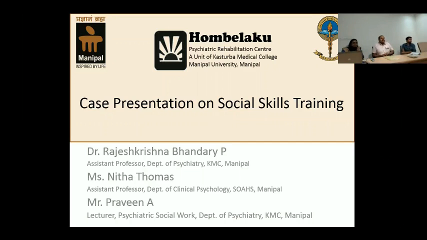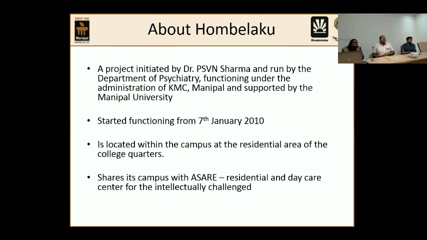Okay, telling briefly about our center, it's named Hombelaku, which means a golden ray of light, or giving them a hope for a future. This was a project initiated by our HOD, Dr. Praveen Sharma, and it is run by the Department of Psychiatry, functioning under the administration of Kasturba Medical College, Manipal, and supported by Manipal University. It started functioning from 7th January 2010, so about 6 years now, and it's located within the campus in the residential area of the college quarters.